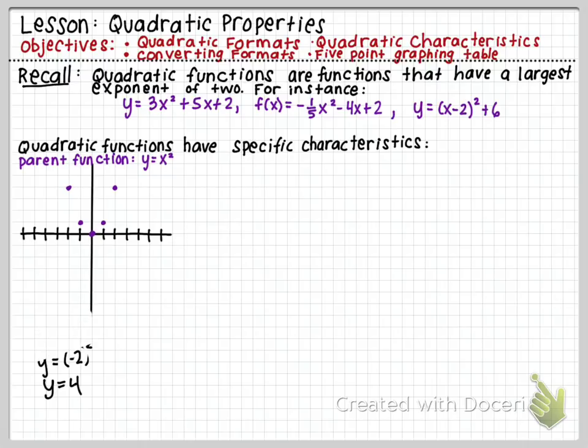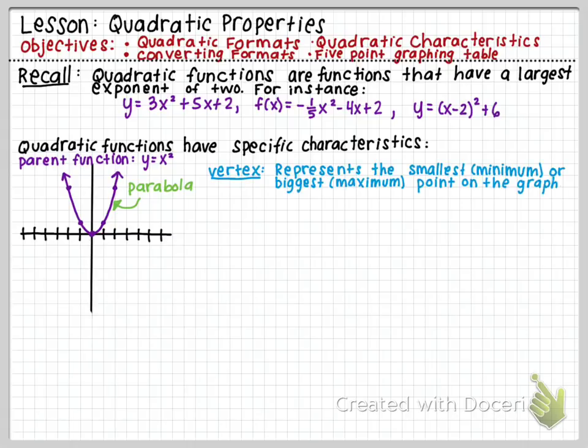So let's put it all together. We could see that the parent function of a quadratic looks like that. Now, that's also called a parabola. So for a quadratic function, the shape of the graph is a parabola. And the vertex represents the smallest point, also called the minimum, or the biggest, the maximum point on the graph. In this case, look at where our vertex is. Our vertex here is a minimum point at 0, 0.